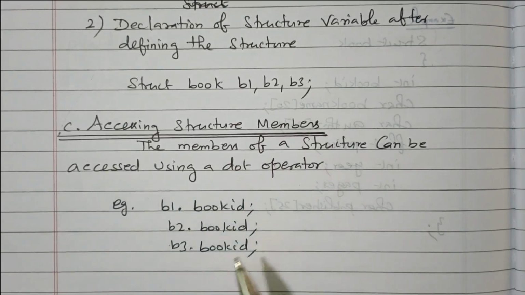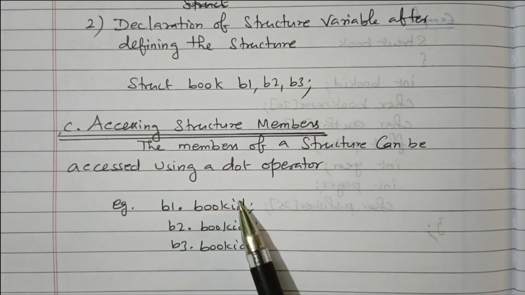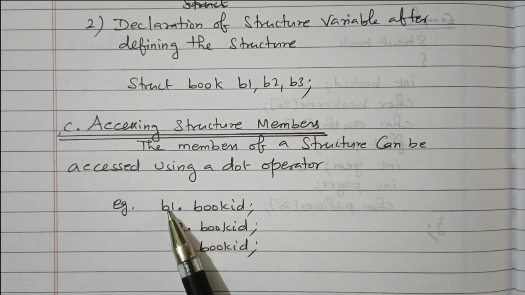Dot operator, what is that example? b1 dot book id. Book id is one of the variables. These b1, b2 are structure variables. So b1 dot book id means first book id, b2 dot book id means second book id, b3 dot book id means third book id.